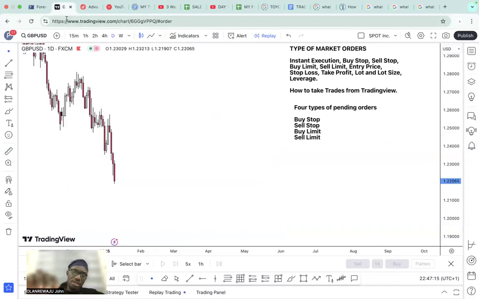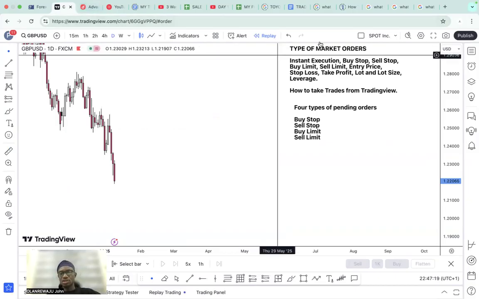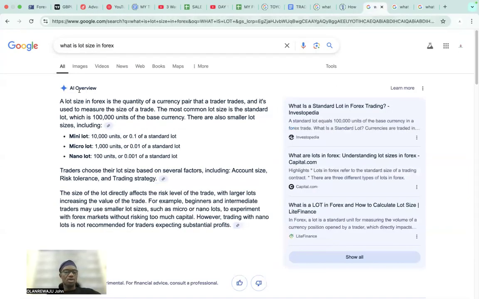Scenario number two is that in trading, there's what we call lot size. Let us also check for the meaning of that. Lot size in Forex is the quantity of a currency pair that a trader trades. So what is lot size? Like it is said here, the quantity of a pair that a trader trades, and it is used to measure the size of a trade.